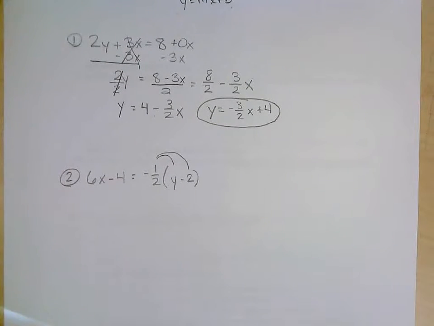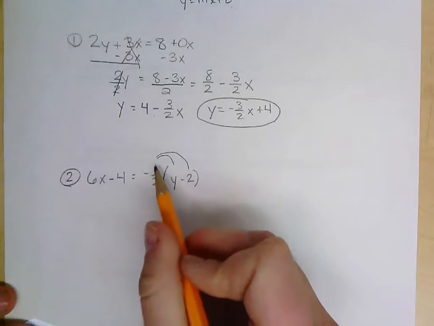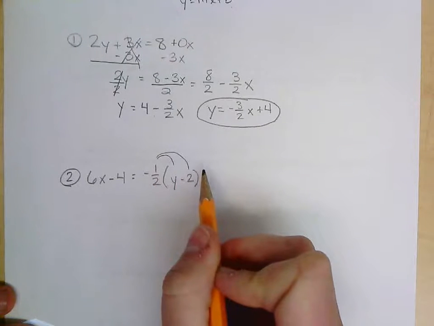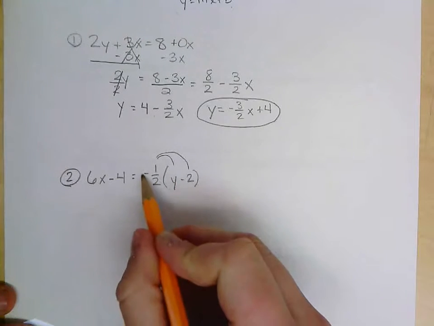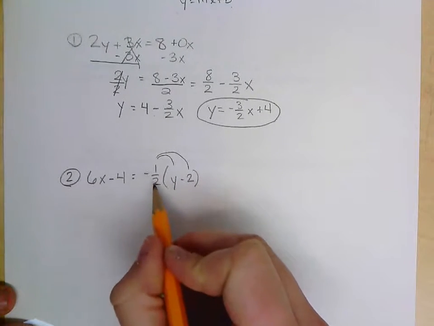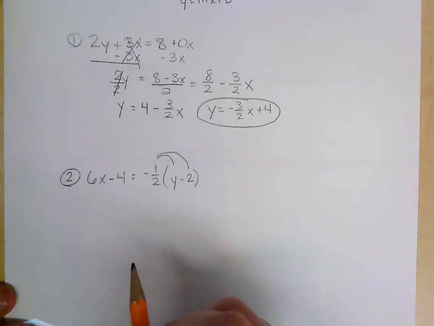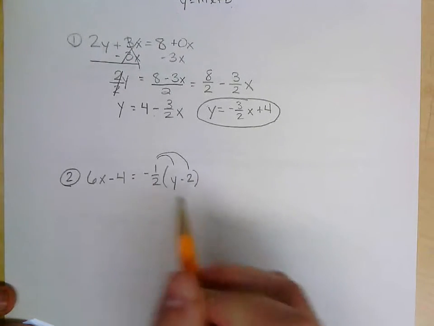Using the distributive property is a great way to simplify and get rid of your parentheses, and so I think that's a good strategy, but it's really important to remember that distributing means that we're going to multiply, and when we multiply, if there's a negative, we have to multiply everything inside our parentheses by a negative 1/2. So that's our first step.